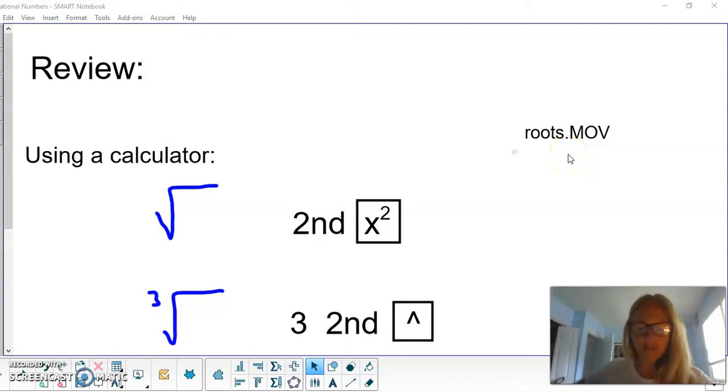Hello! Before we get to the meat of this lesson plan, we're going to do a little review. For this lesson, you need to be able to evaluate a square and a cube root. If you don't have this, write this down in your notebook: for the square root, you hit second, x squared. And for cube root, you hit 3, second, caret.